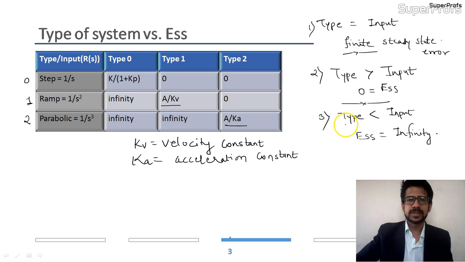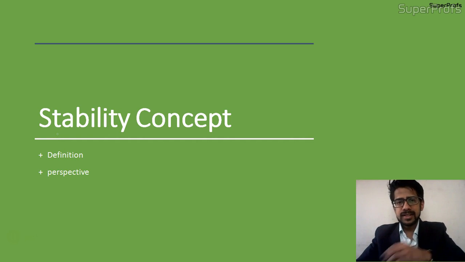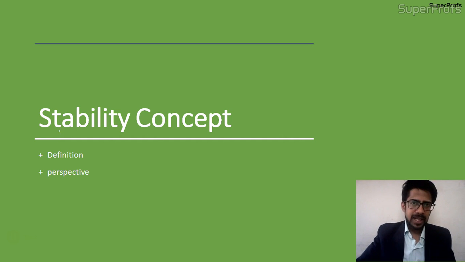Often in control systems engineering, you will be encountering type 2 systems at max and will be subjected to complicated inputs such as parabolic input in very rare cases. Most of the time the inputs are step, ramp and rarely parabolic. So let us go forward and see the stability concept now.